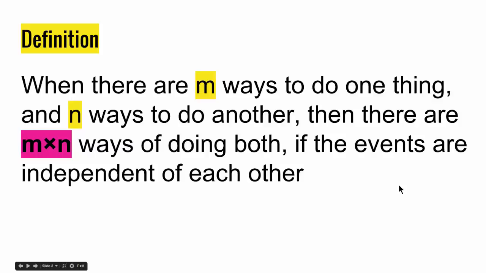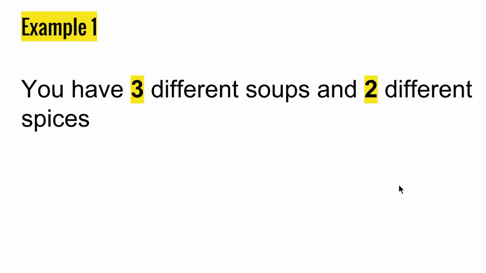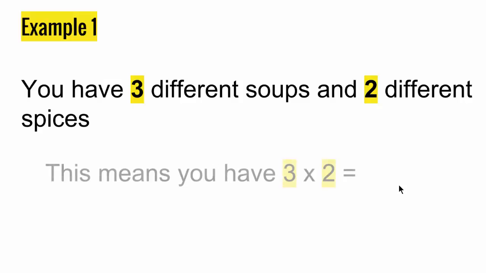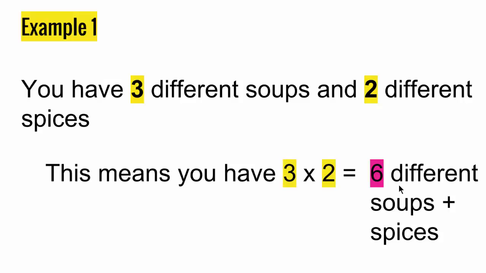But the most basic principle of counting is if we have m ways and n ways in doing two things, then we have m times n ways in doing both if both of these things are independent of each other. So let me give you an example. Let's say we have 3 different soups and 2 different spices. How many different soup plus spices can we get? Well, since these two items are independent of each other, we have 3 times 2, which is 6 different soups plus spices.